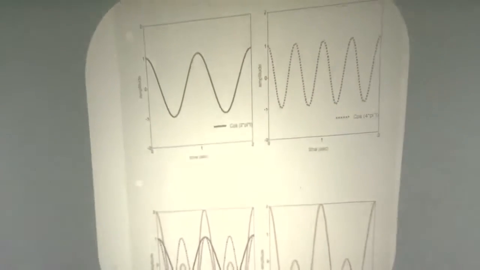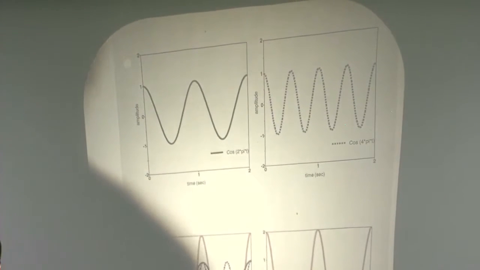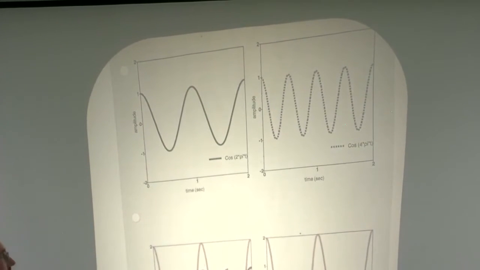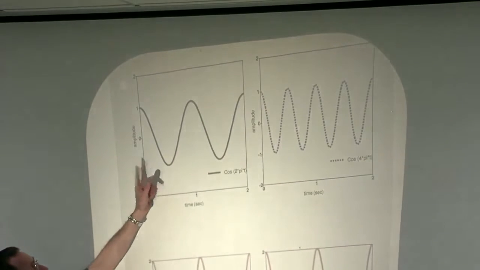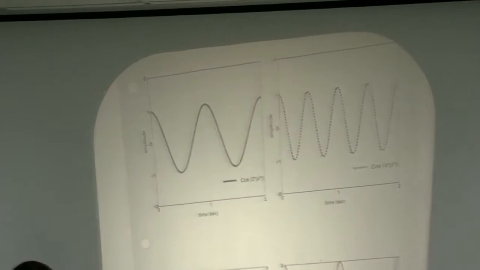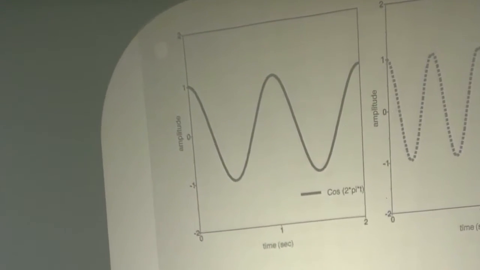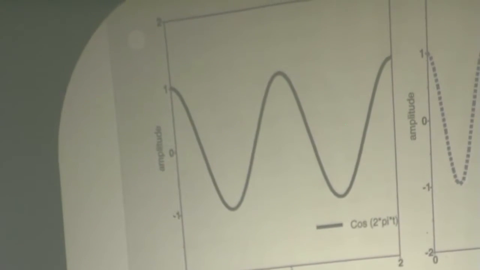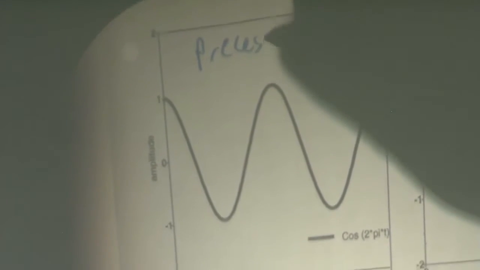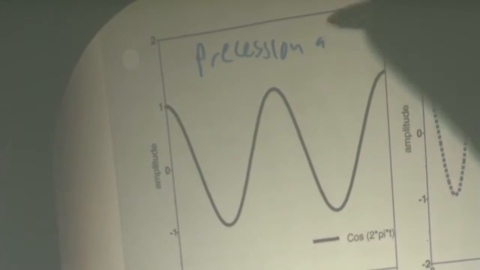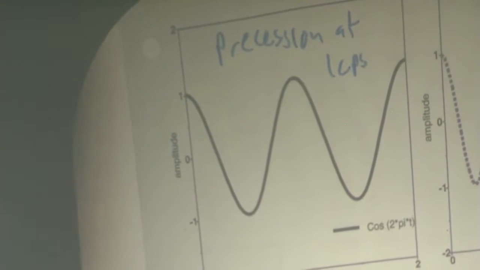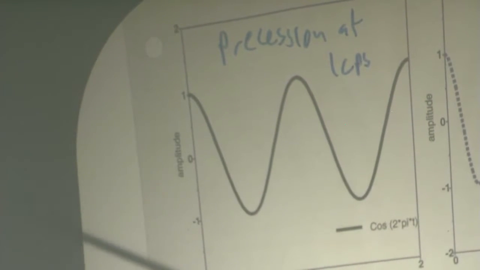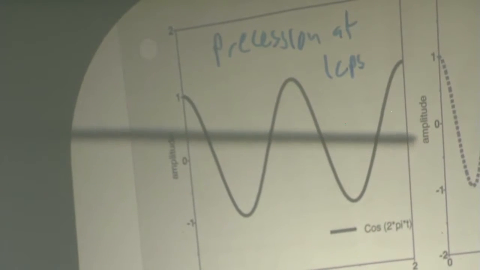I'll give you the simplified version, and then I'll explain a few details. But let's start with the simple version. All right. So this is a cosine wave corresponding to a precession at 1 cycle per second. In other words, every second we go around once.